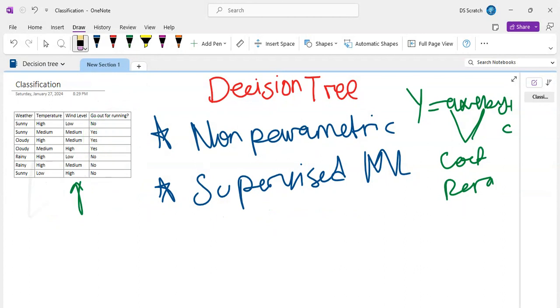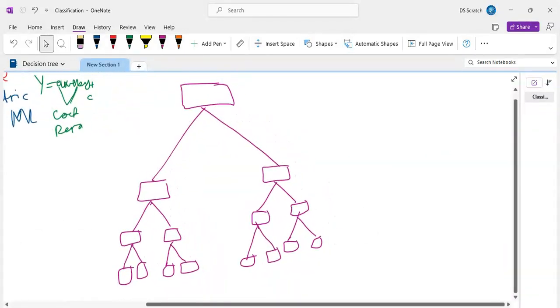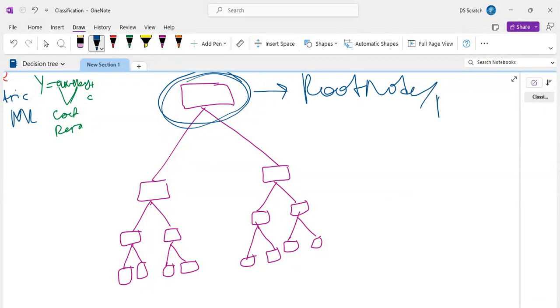Okay, after understanding this, let's see the structure of the decision tree. This is a simple structure of a decision tree or classification tree. Today we will specifically talk about the classification tree. This is the node which sits on the top of the tree, which is called the root node, or in short, we can call it the root.